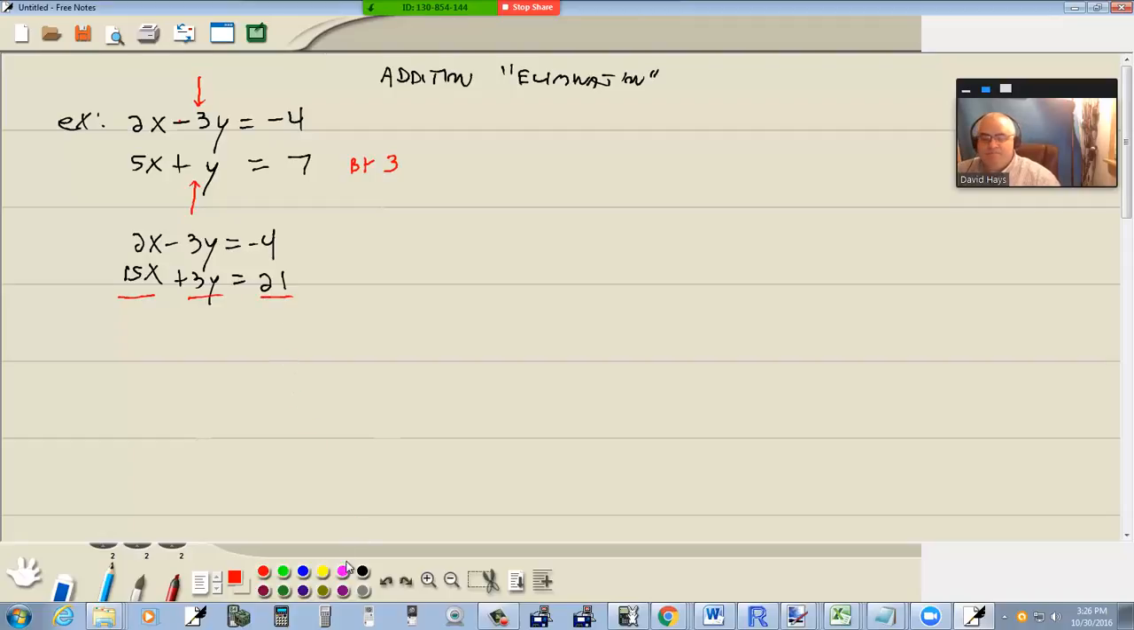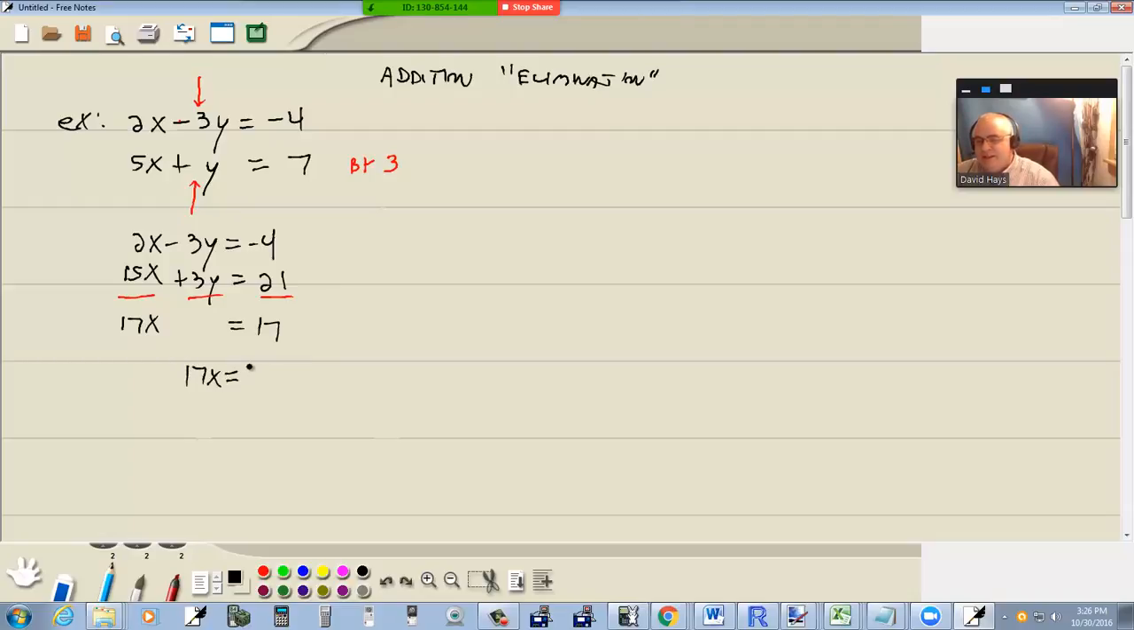Now I want to add them. 2x plus 15x is 17x. Negative 3y plus 3y cancels. It's eliminated. Negative 4 plus 21 is 17. Again, we added the like terms, and the goal was to eliminate one of the variables, which we just did.